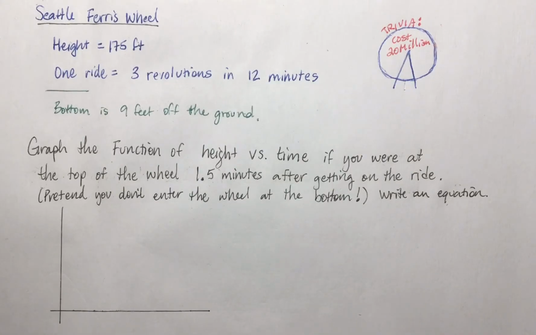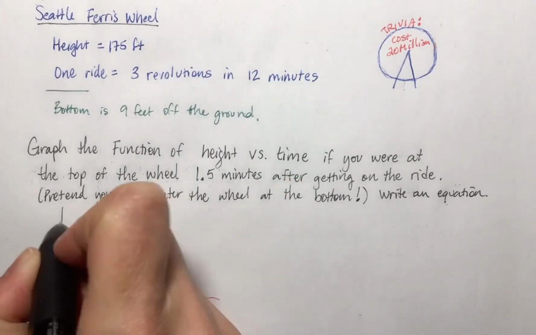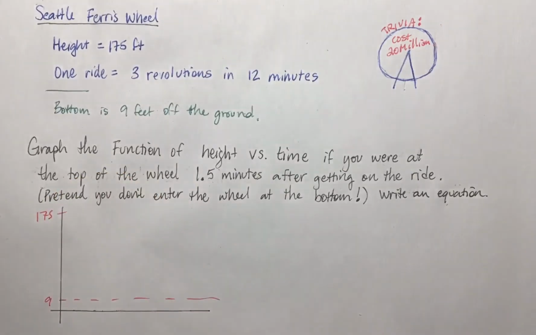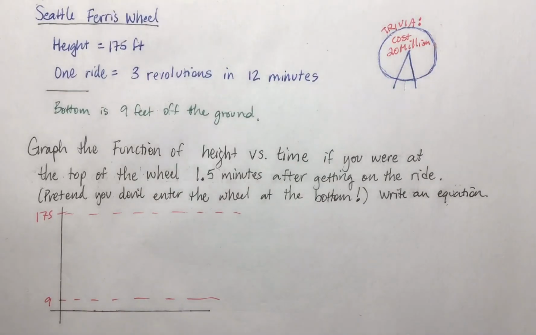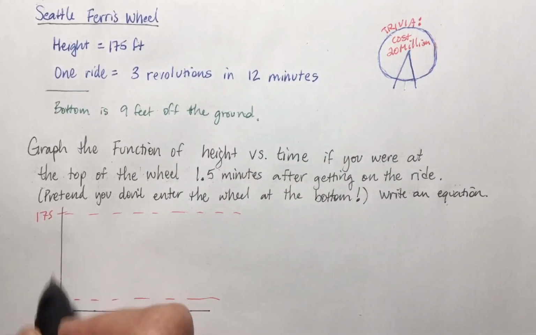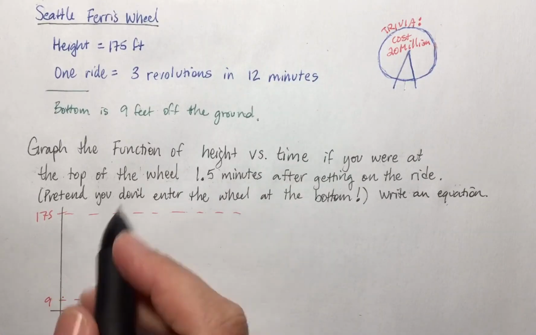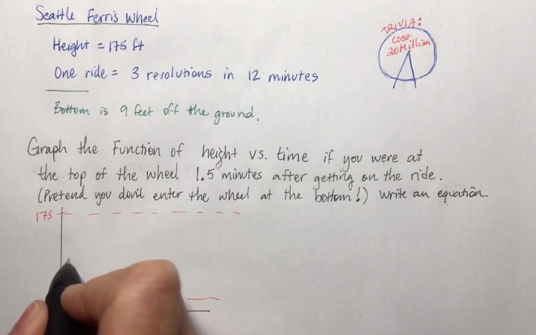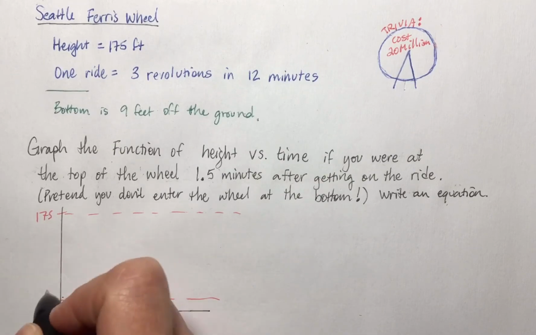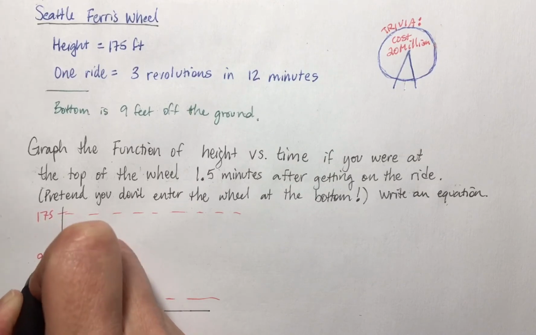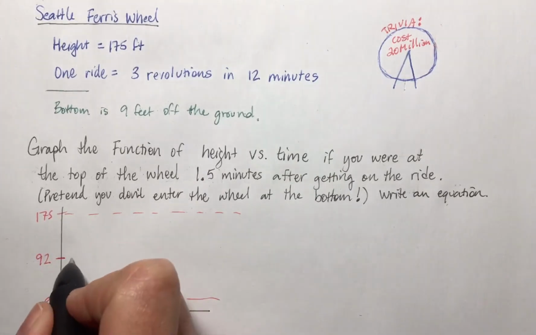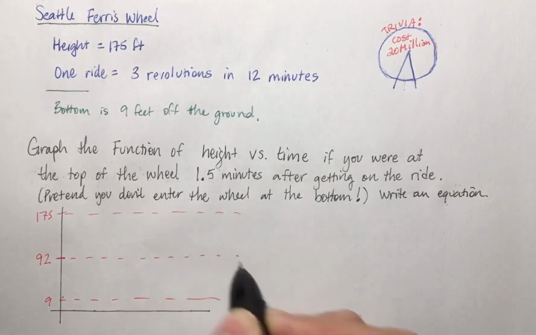So when I look at this, the information I have is that the bottom is 9 feet off the ground, so I can call that 9 feet. The top is 175 feet off the ground, which means the middle is halfway between those two, which you can get by averaging out the top and the bottom. So the middle of this is at the 92 foot mark. And I can draw a little line there.